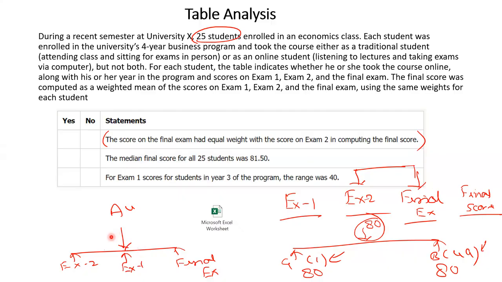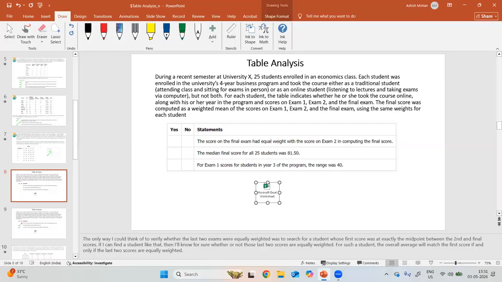Do you get it? Because this is something that we were able to arrive at, assuming that exam 2 and final exam have the same weightages. Again, reiterating from the data, what will we look at? We will try to find out a student whose exam 1 score is midway between exam 2 and final exam score. And for that particular candidate, if that candidate's final score is also the same as this score, then we know that exam 2 and final exam have the same weightages. All right. So now let's open the Excel.